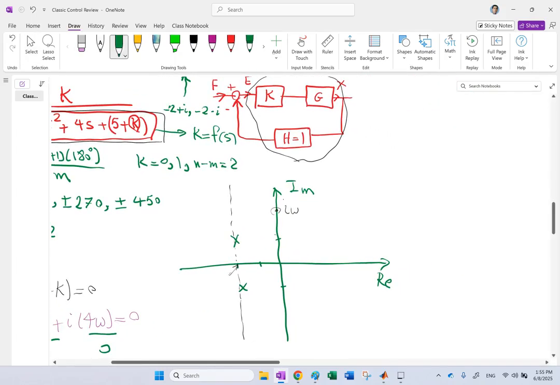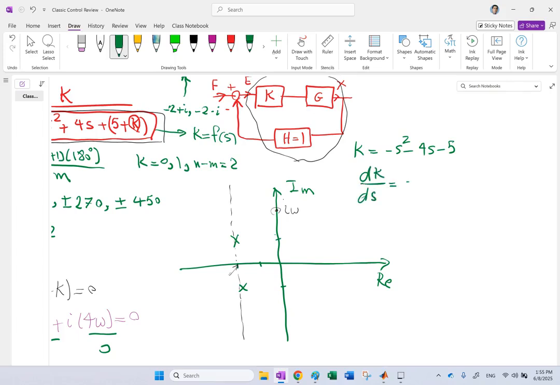From that characteristic equation, if you set it equal to 0 and take everything to the other side, k is going to be negative s squared, negative 4s, negative 5. Now take an s derivative from both sides of this. You get negative 2s, negative 4 equals 0. And you see s has to be negative 2.